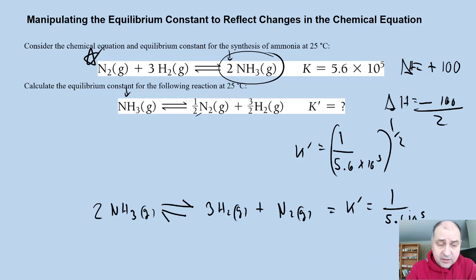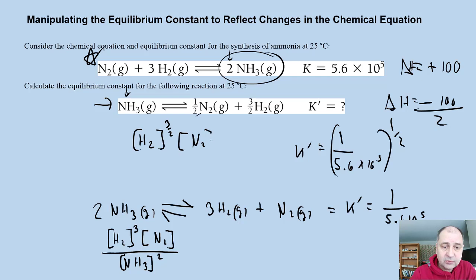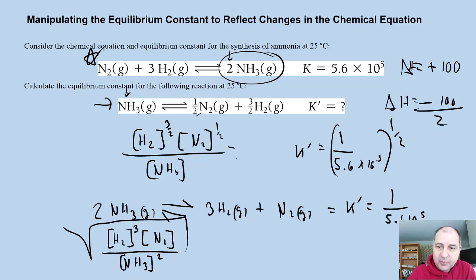Now if I set up an equilibrium constant for that, it would be H2 to the third power and N2 divided by NH3 to the second power, okay? And the equilibrium constant for this reaction would be H2 to the 3/2 times N2 to the 1/2 all over NH3, which is the square root of that, right? That would be equal to K prime.